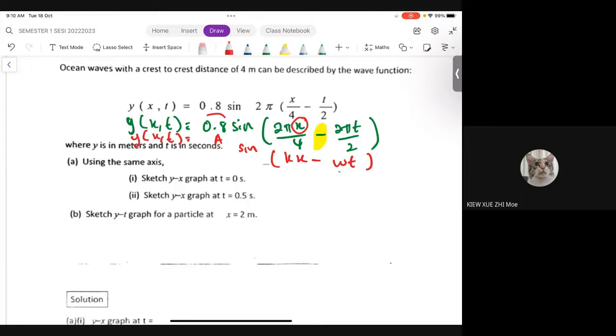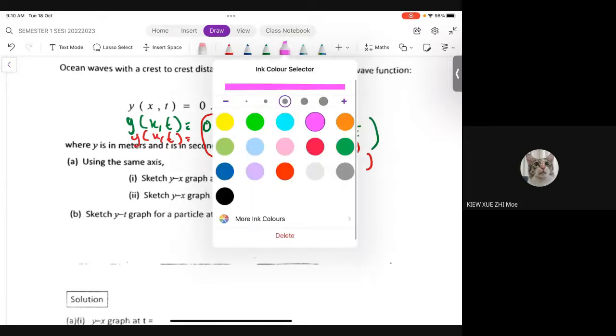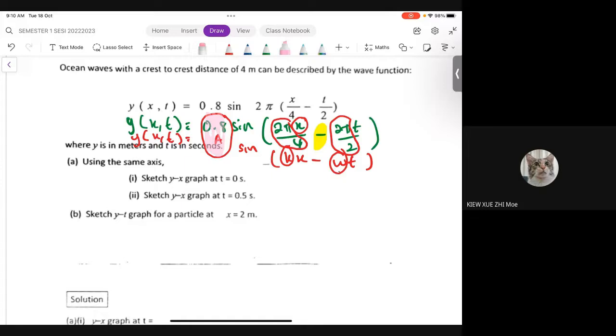So your amplitude adalah 0.8. 2 pi over 4 adalah k. 2 pi over 2 adalah omega. So you kena buat dia punya perbandingan lah. So kalau saya buat ni perbandingan dia. Ni satu kumpulan. Ni satu kumpulan, perbandingan dia lah. Okay, and be careful with the unit. So unit is in meter and second. So there are no problem lah because this all in SI unit.